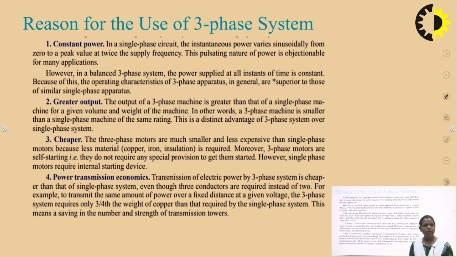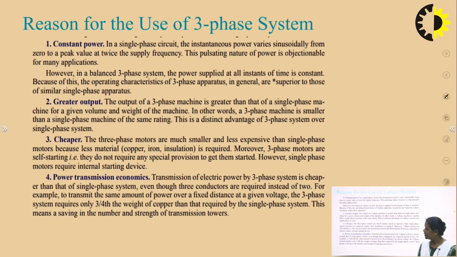Now, the reason for the use of three phase system. So why are we using the three phase system? The first is constant power. In a single phase circuit, the instantaneous power varies sinusoidally from 0 to peak value at twice the supply frequency. This pulsating nature of power is objectionable for many applications, right? However, in a balanced three phase system, the power supplied at all instants of time is constant, and because of this, the operating characteristics of three phase apparatus in general are superior to those of similar single phase apparatus.